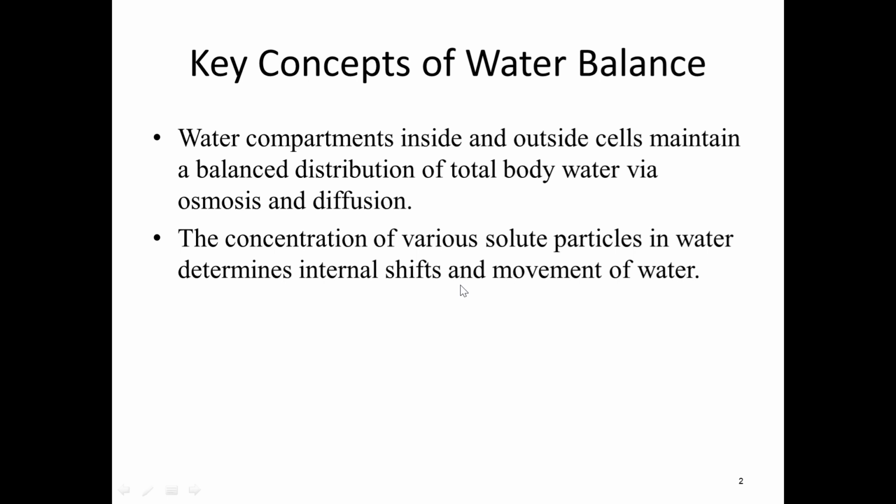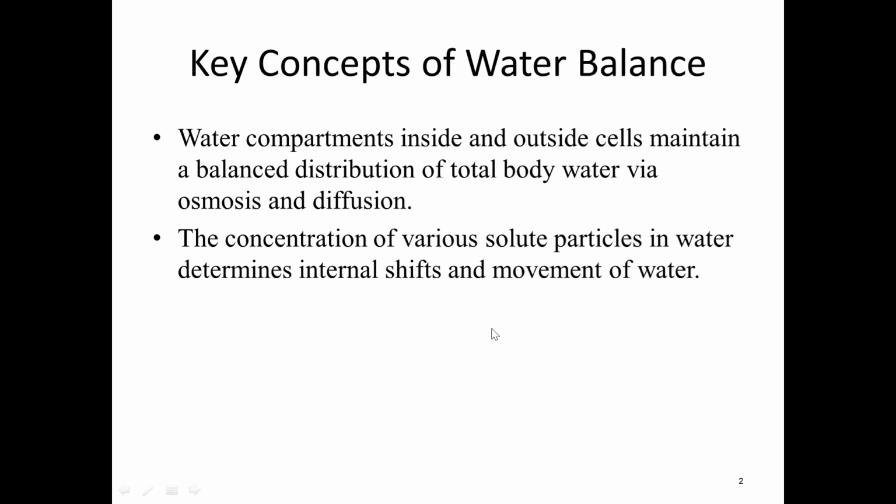So the concentration of various solute particles in water determines internal shift and movement of water. Suppose in the plasma membrane there is movement of potassium, calcium or sodium ions. The sodium and potassium ions are solutes, and they move according to the concentration, where the concentration of potassium is low and where it is high. So the solute particles present in water are shifted internally from high concentration to low concentration or low to high concentration.